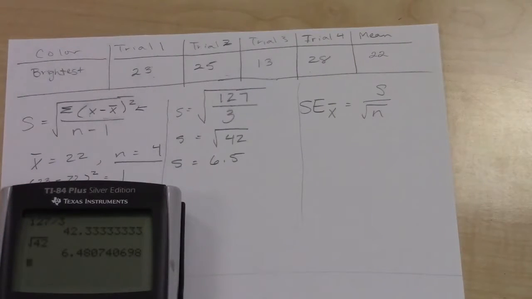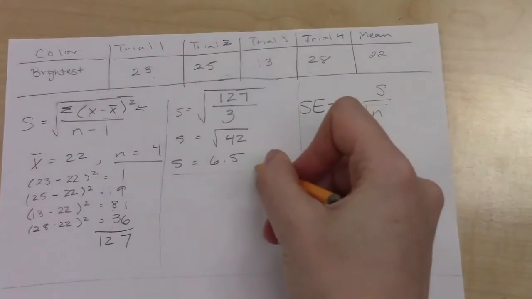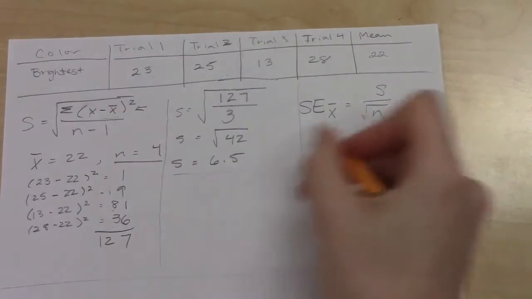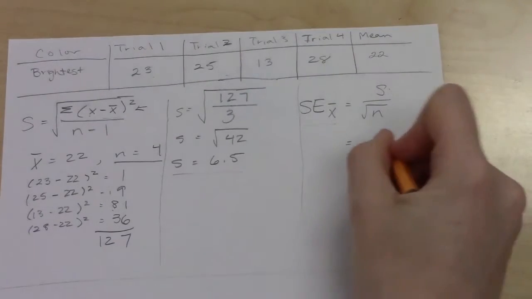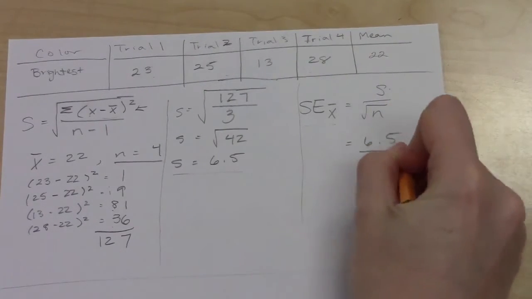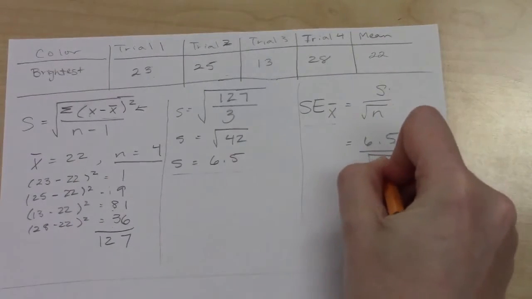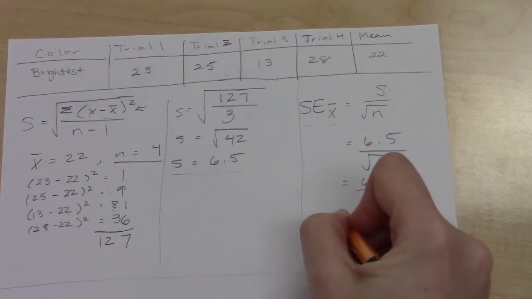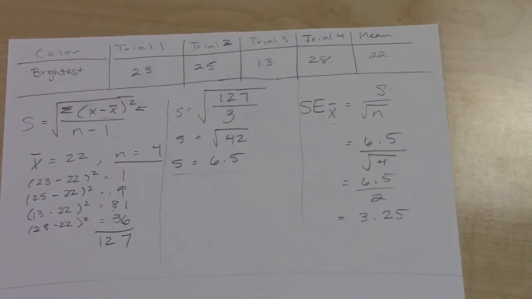Now we can use this standard deviation to help us find standard error of the mean by plugging it in here. If standard error of the mean is the standard deviation divided by the square root of n, then we use 6.5 divided by the square root of n, which is still 4, equals 6.5 divided by 2, which equals 3.25. Again, if you can't do that in your head, you can do it on a calculator.